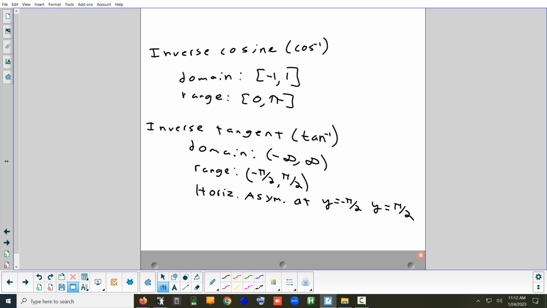Everything we do is based on those domains. So like if I said to you, I want to take inverse cosine and shift it up 1. Okay, well now the new range, if you shift inverse cosine up 1, would be from 1 to pi plus 1. But if we don't know those originals, we're not going to be able to shift them.